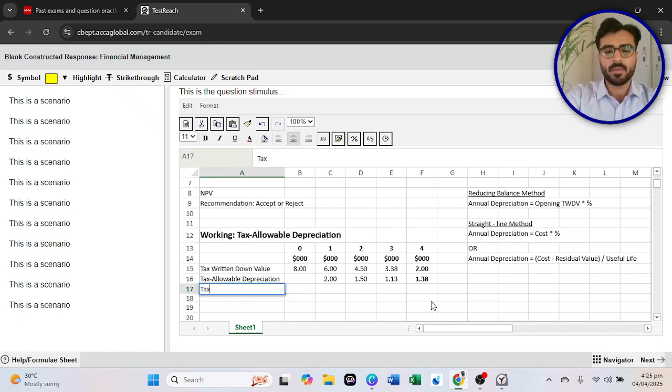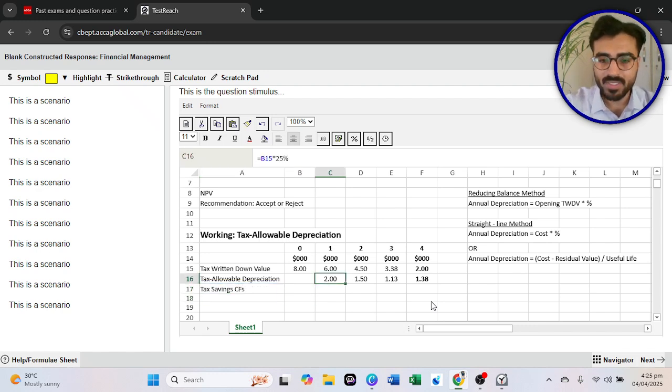Now we have to write the final answers that we are going to include in our NPV calculation, and that is the tax savings cash flows. What are the tax savings cash flows? Tax is paid 1 year in arrears. So of course, if after year one we were allowed to deduct a further allowed expense of 2,000, which was known as TAD, this will reduce year one's taxable profit and our tax calculated. But we are paying the tax 1 year later, right? So the benefit of that will be received after 2 years.